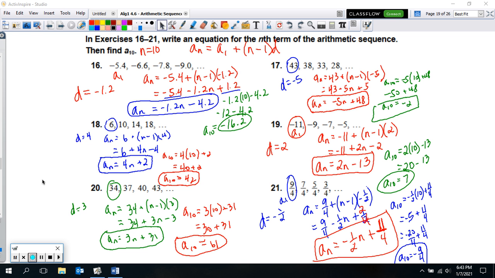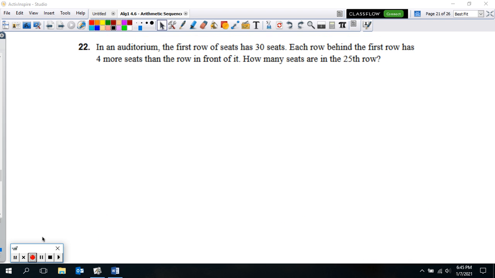All right, so let's look at now our last problem, number 22, at the very bottom of 125. All right, so 22 is a word problem. We always try to connect it to some kind of word problem for a real life context. So in an auditorium, the first row of seats has 30 seats. Each row behind the first row has 4 more seats than the row in front of it. So right there, that kind of sounds to me like an arithmetic sequence. You keep adding 4 more seats for the next row and the next row and the next row.